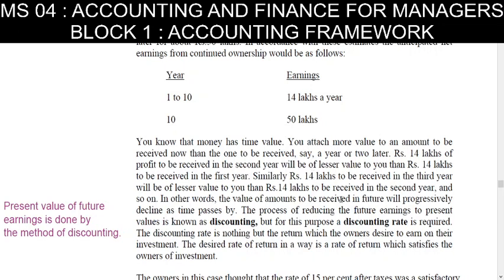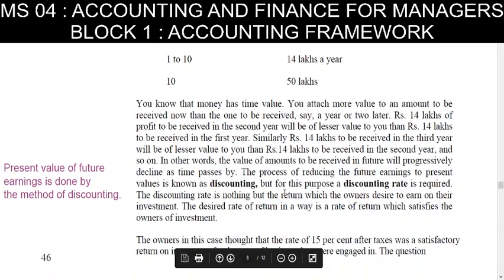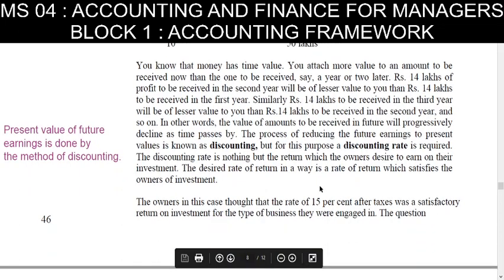We have to estimate the present value of the amount which we are receiving 1 year or 2 years later. The process of reducing the future earnings to present values is known as discounting. For this purpose, a discounting rate is required. This discounting rate is the expected rate of return which satisfies the owners of the investment.